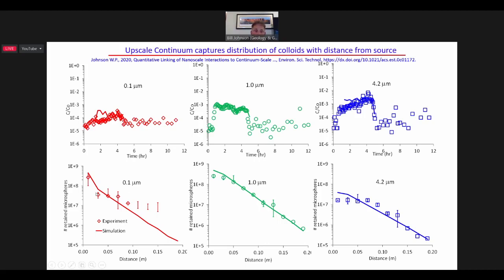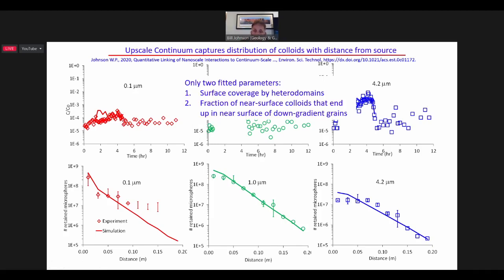And what's also quite nice is that the distributions with distance along down gradient in the column do a much better job. The simulations do a much better job describing the experimental observations than we see by the conventional approaches. So I'd consider that a success. It only involves assuming a surface coverage by heterodomains and then making the assumption that, or using the knob that decides what fraction of near surface colloids that end up in the rear flow stagnation zones also will be transmitted to the near surface of down gradient grains. But having two knobs to turn and to get this kind of complexity, I think is a good improvement.